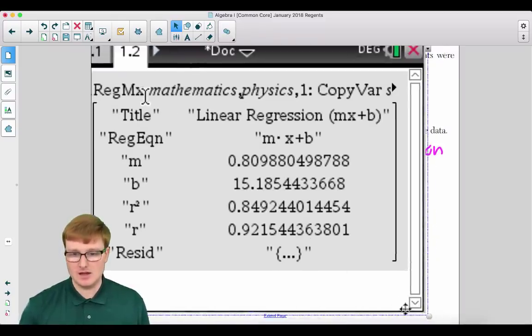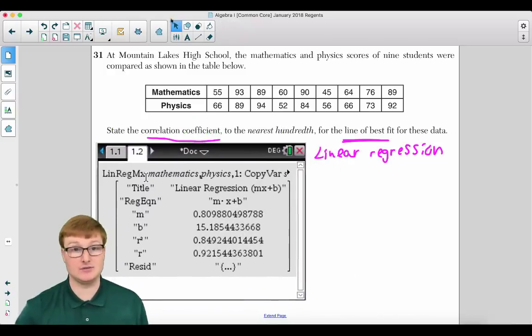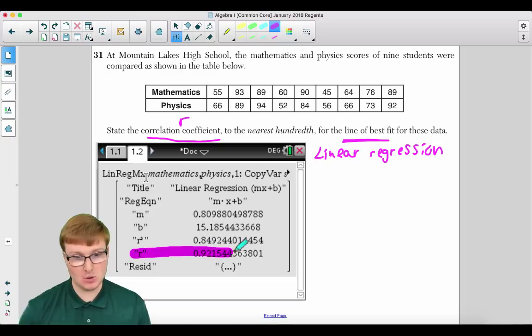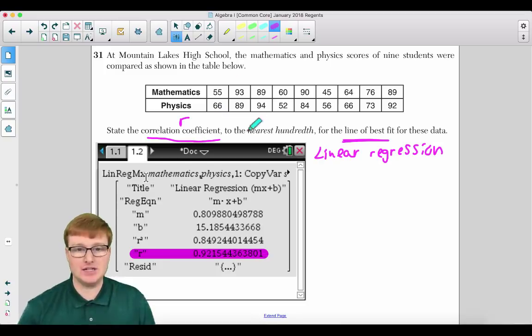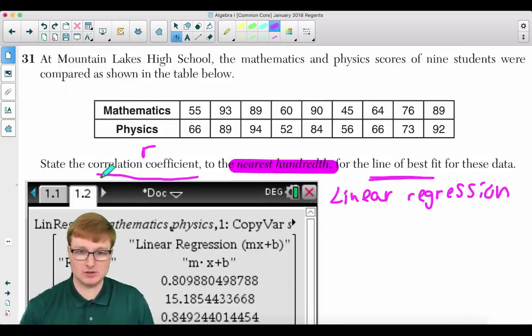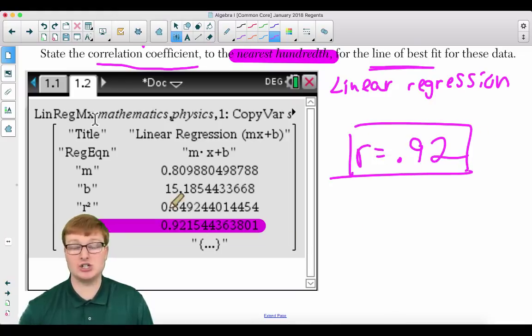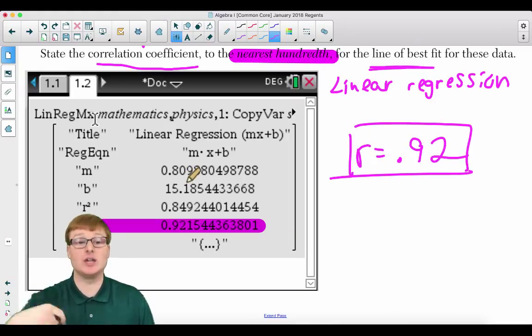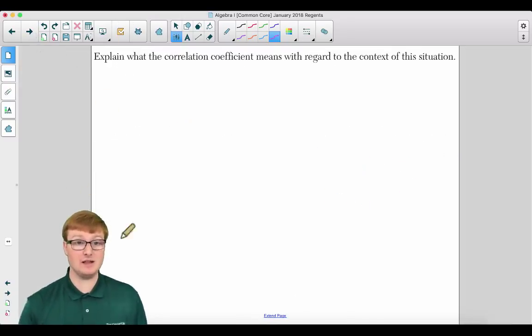We got this. Now, the correlation coefficient, folks, and I don't actually need to rewrite it, but the correlation coefficient is the value of r. So, the value of r is right here. 0.921544, blah, blah, blah. It says round to the nearest hundredth. That is 2 decimal places, folks. 2 decimal places to the right. So that is going to be r is equal to 0.92. That is the correlation coefficient of this linear regression model. And that's it.